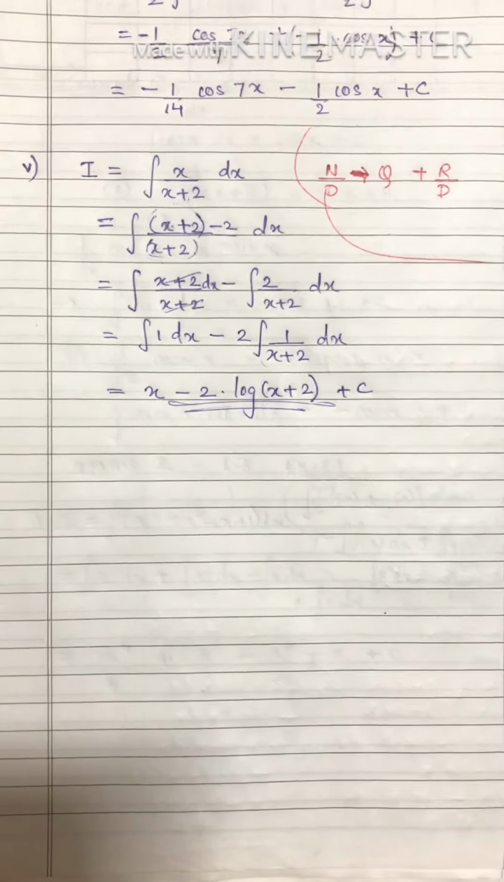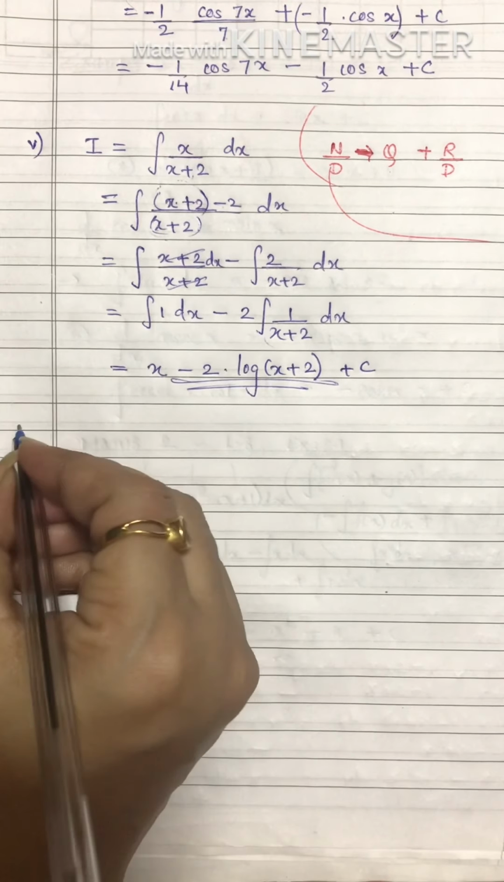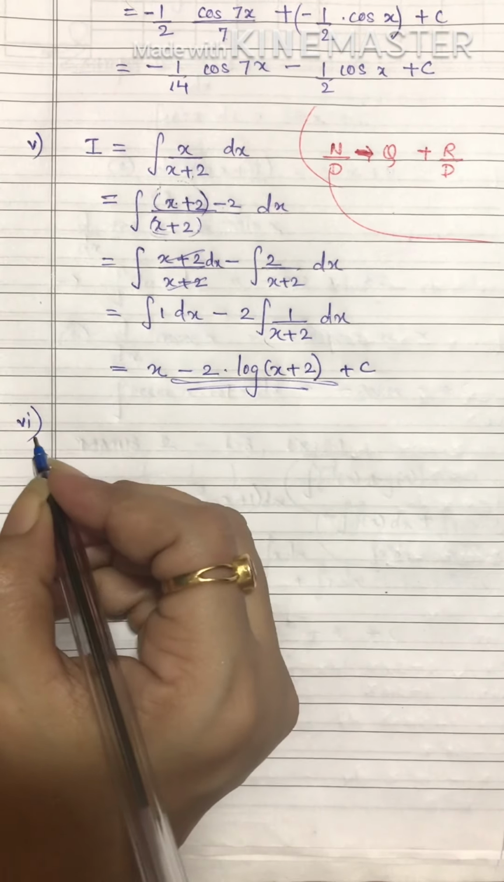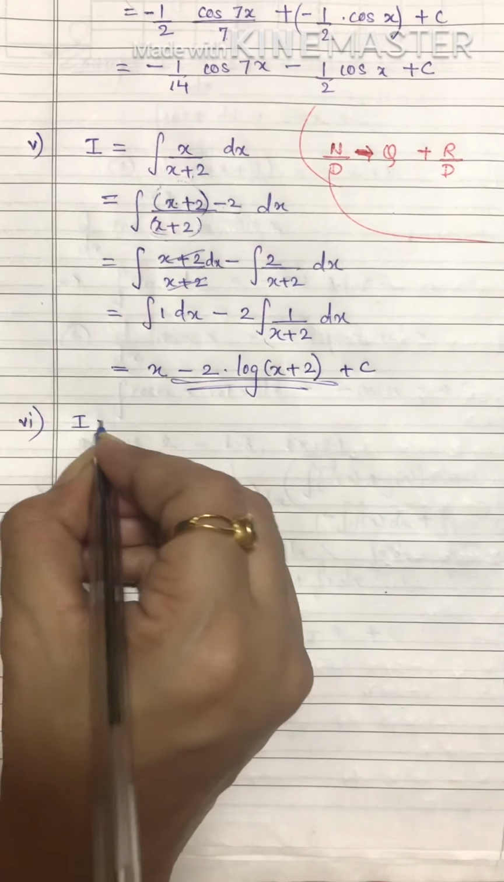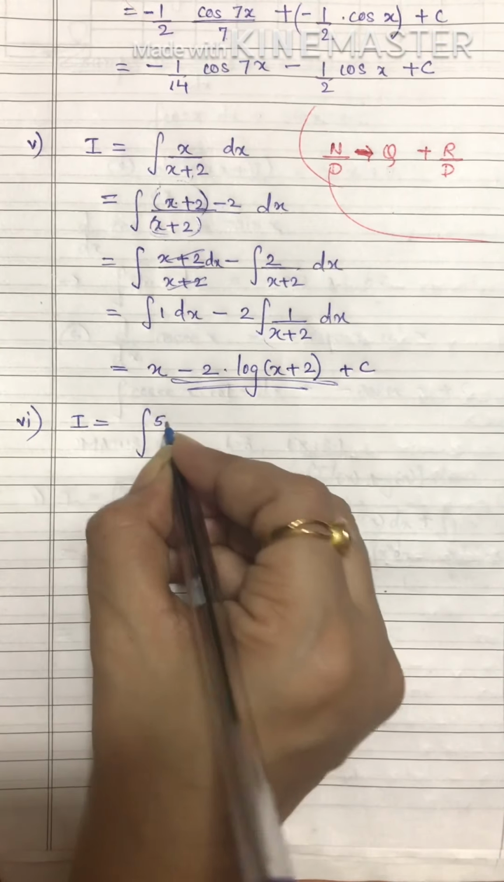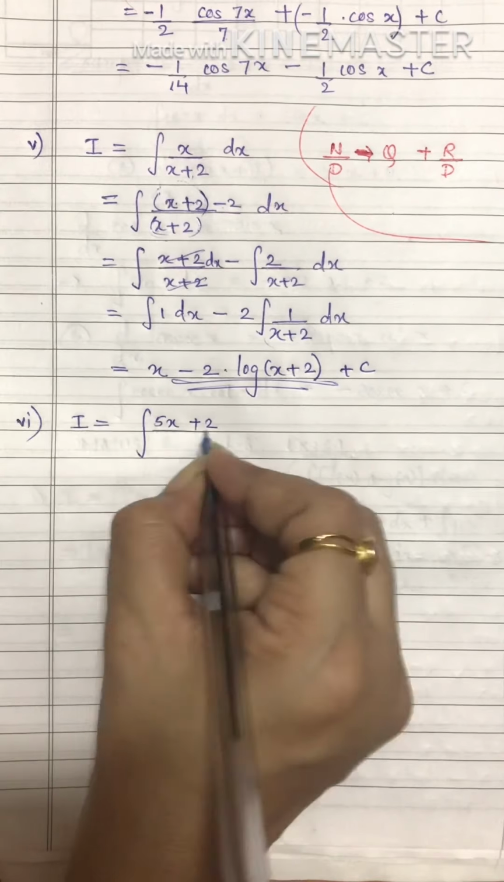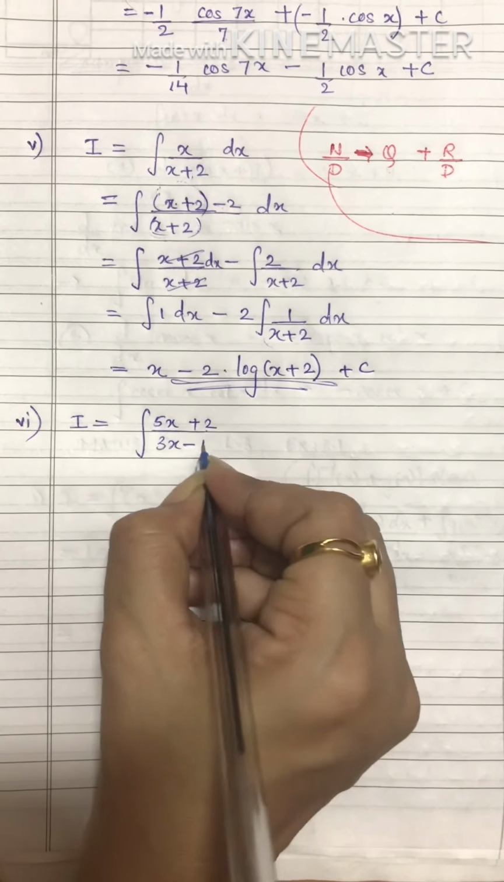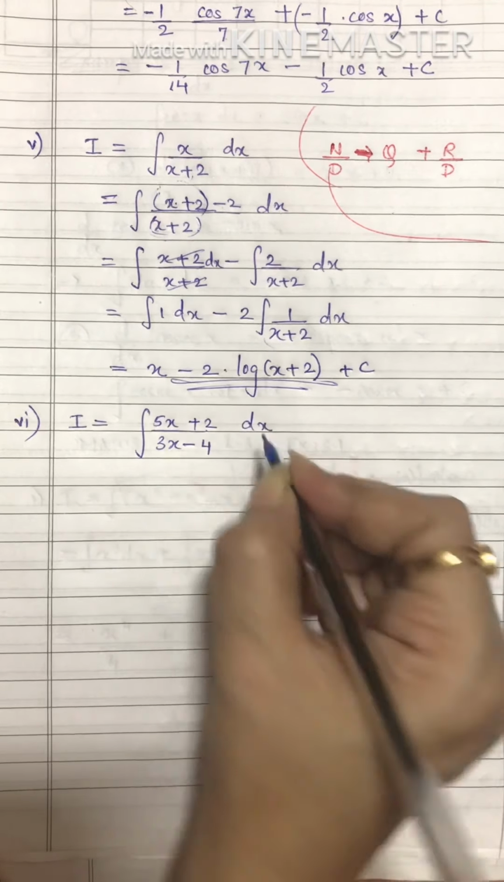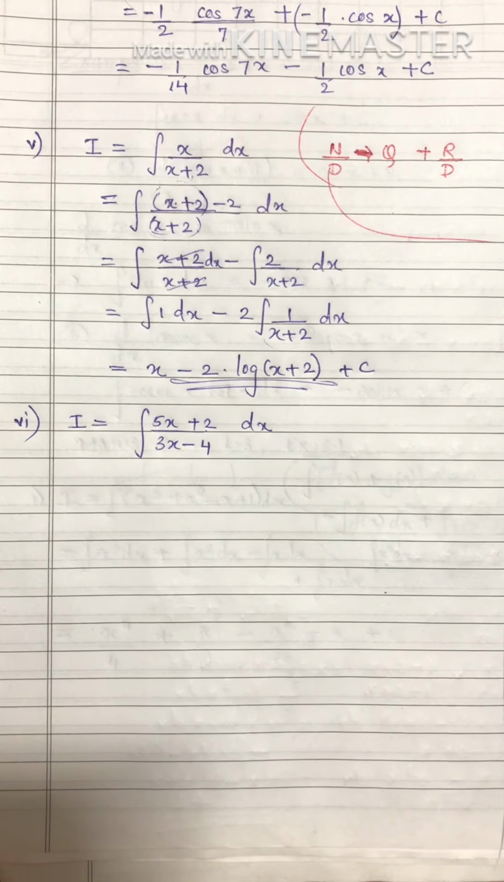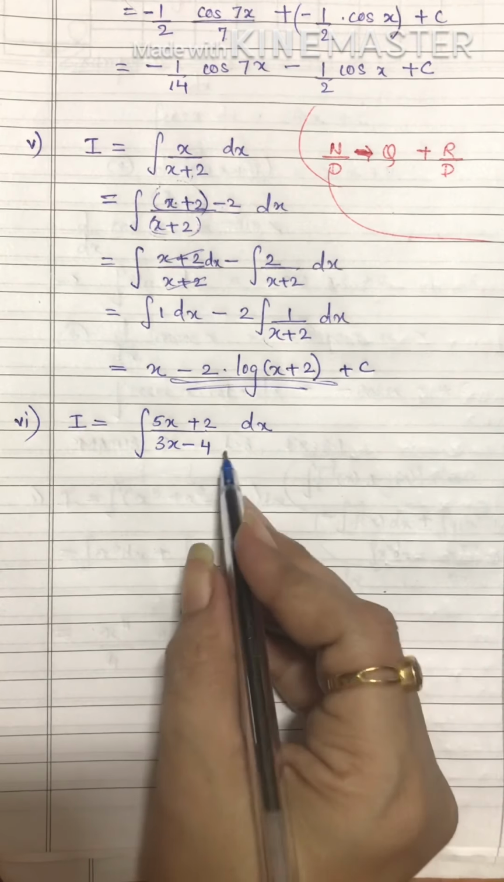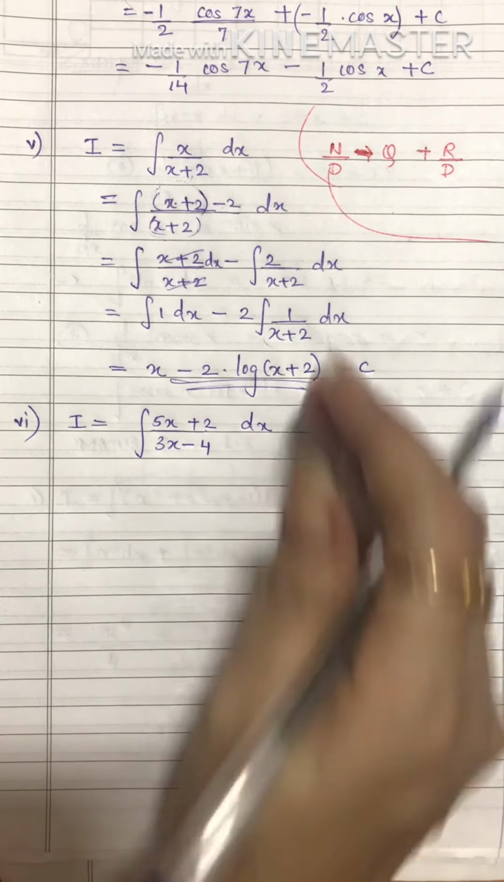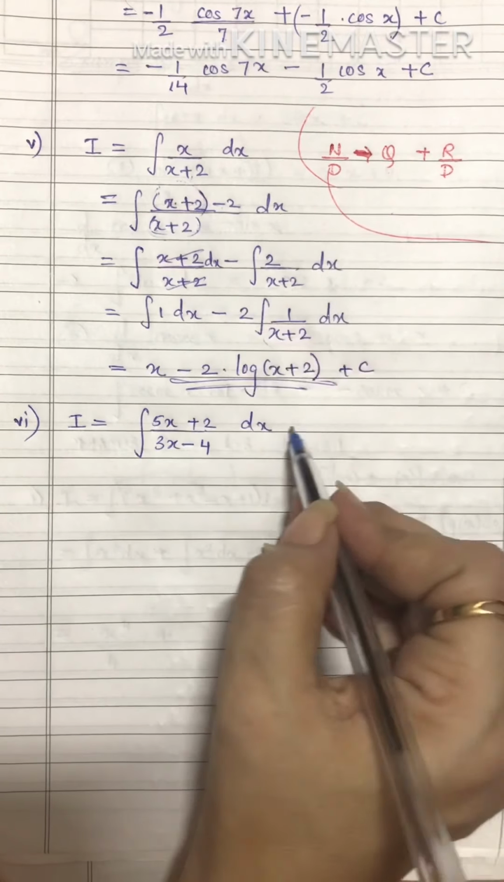Well, I hope you are understanding all the sums. Let's move further quickly. Here, one last sum I'm taking for this video, which will finish almost all types of sums from this exercise. Keep practicing the remaining sums. Now I have taken I equal to integration (5x + 2)/(3x - 4). Now we will see how to do this.